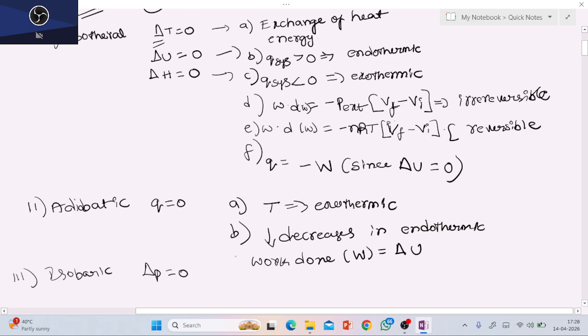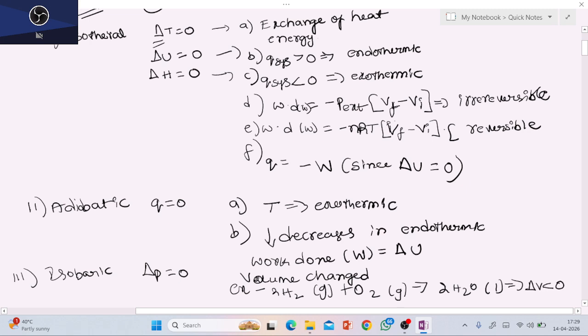2H2 plus O2 is there, also in grams. And also 2H2 is there, in isobaric condition. Delta V here in this case is generally greater than 0. Why? Because if delta V is greater than 0, then only the volume is going to increase in the reaction. That is the reason why it is mentioned like that.